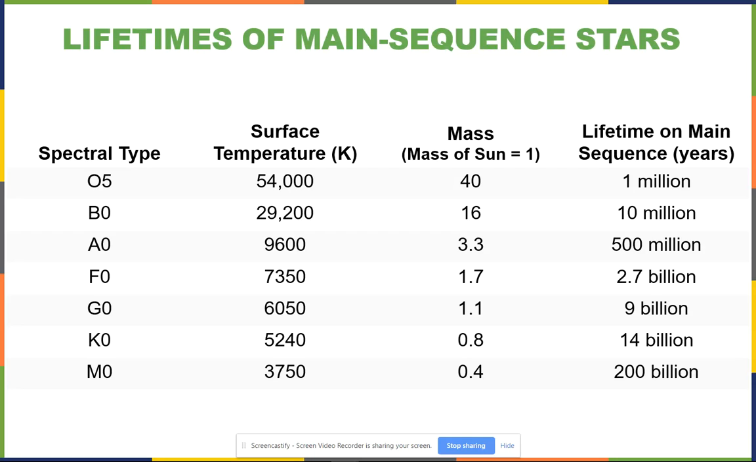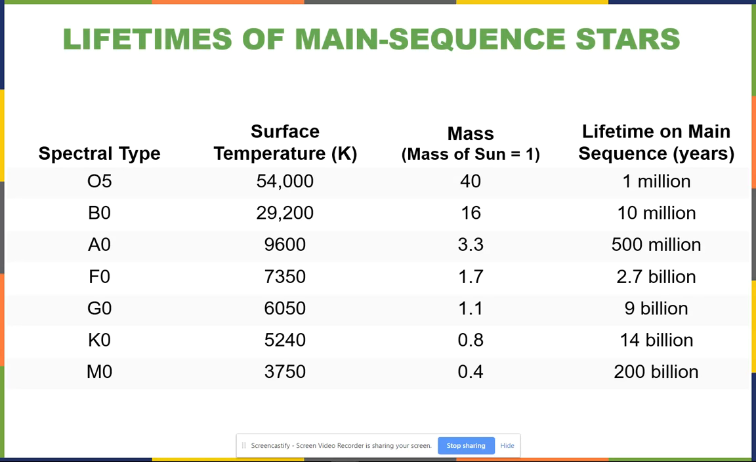Here's a comparison for lifetimes of stars. I did a calculation for Betelgeuse, and obviously I got a different number. It could be that I did the calculation wrong. It's not beyond the realm of possibility. But the lifetime for a very massive star like an O5 is just 1 million years.